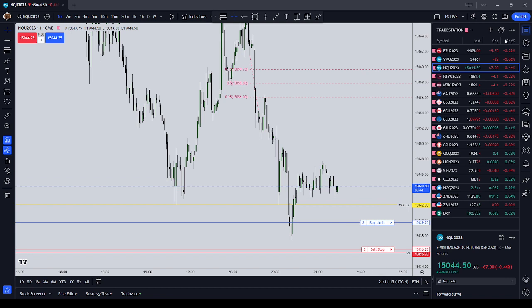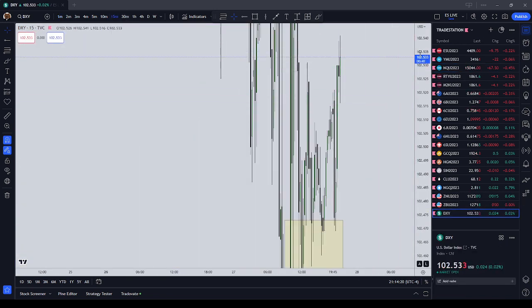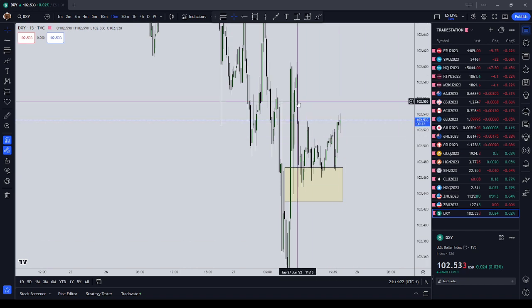We're currently sitting in our Asian session. Dollar index is trading higher, coming up to a buy side inefficiency. I think that it's going to have a reaction off of it. So we're coming up to a buy side inefficiency here on the dollar.